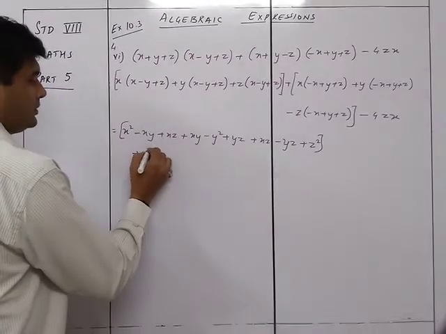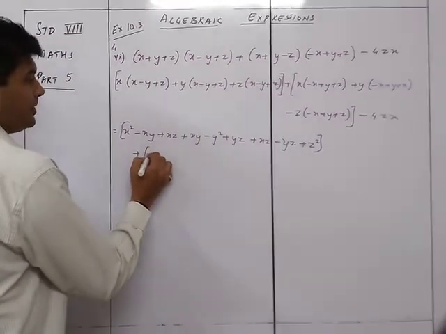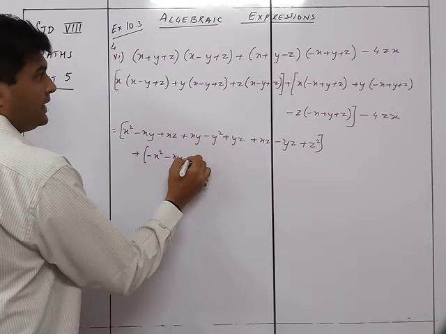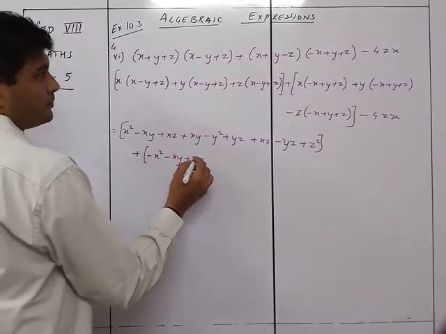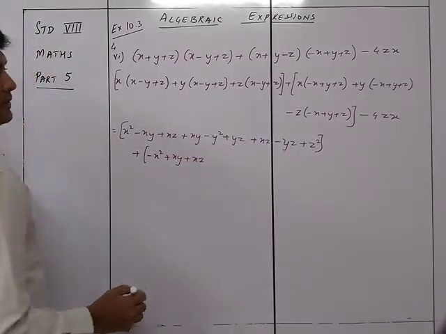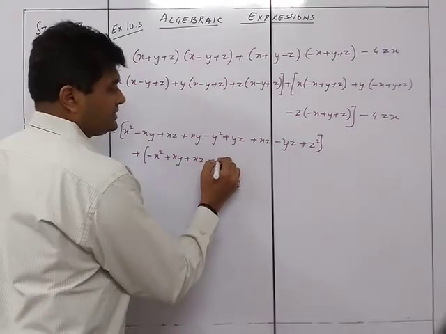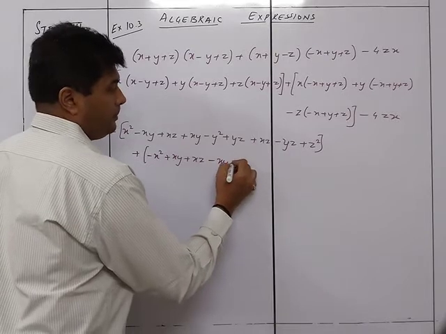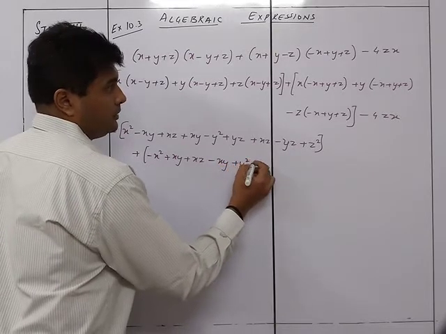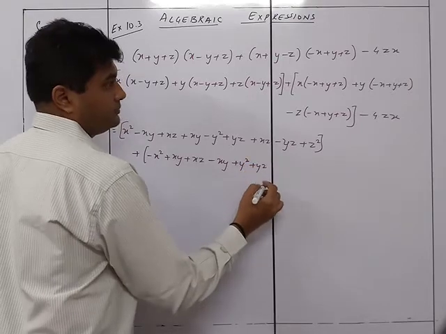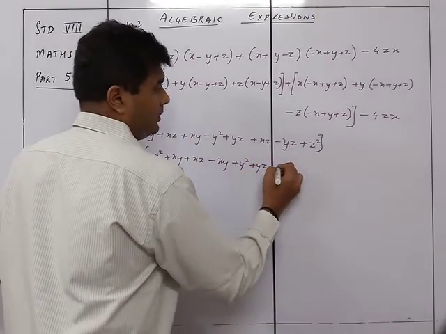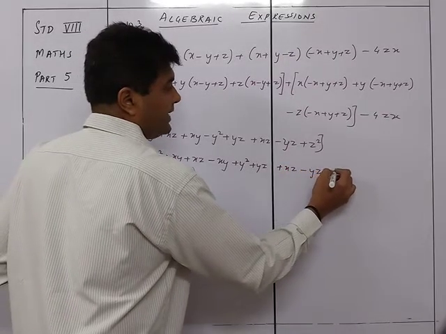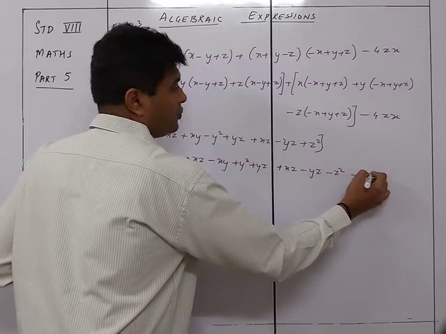Plus minus x square minus xy plus xz, sorry, plus xy, plus minus xy, plus y square, plus yz, minus plus xz minus yz minus z square minus 4zx.